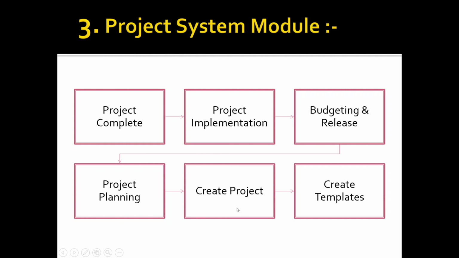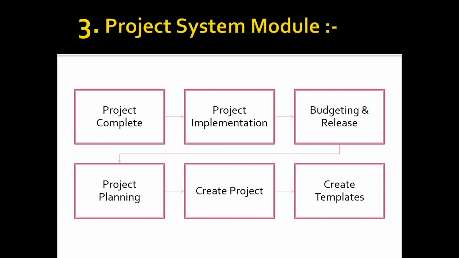Okay, for the project planning we need to create the project. And for it we need to create templates, like 5 to 6 projects, and then we select from them to create the project, and now we are planning, then the budget will be released, then we will implement, and last we will complete the project. Okay, this is a very simple process guys. You need to think in descending order.